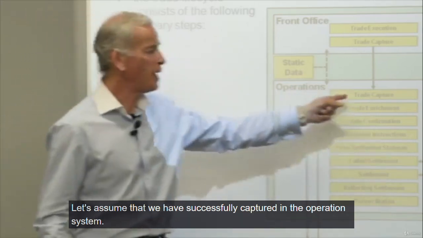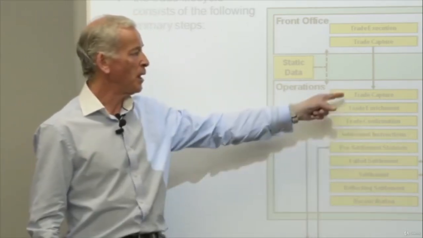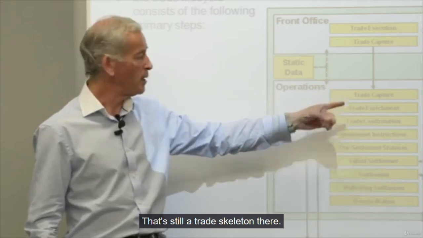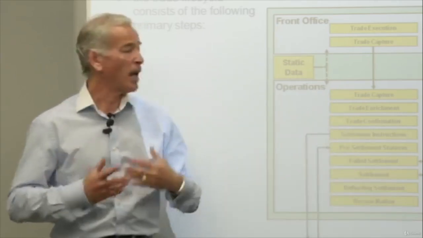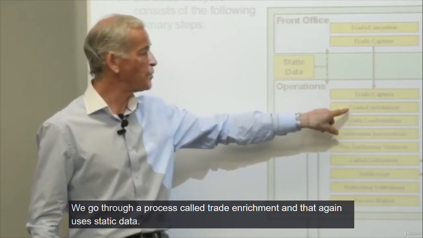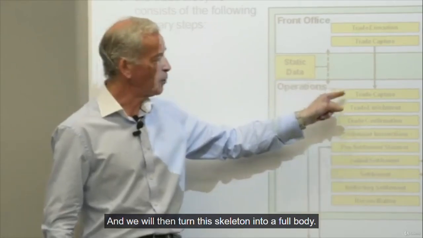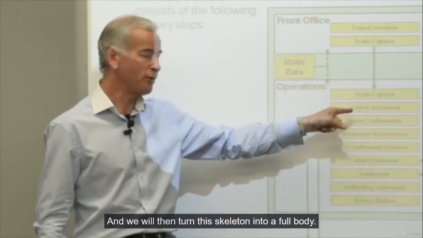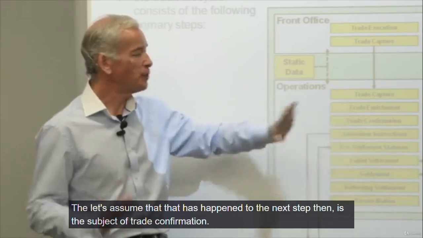Let's assume that we have successfully captured in the operation system. That's still a trade skeleton there, but we need the full body, not just the skeleton. How do we achieve the full body? We go through a process called trade enrichment, and that again uses static data, and we will then turn this skeleton into a full body. Let's assume that that has happened.